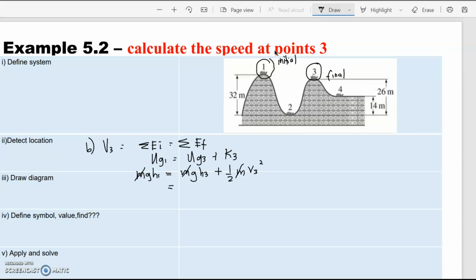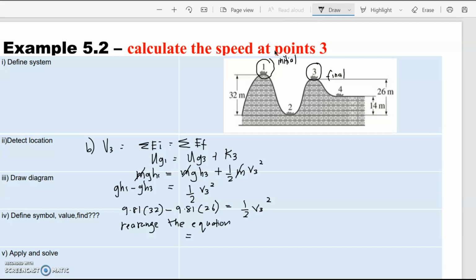Okay, so therefore we have gh1 minus gh3 is equal to half v3 squared. Substitute all the information inside the formula: 9.81 times 32 minus 9.81 times 26 is equal to half v3 squared. So when we rearrange the equation, we can get v3 is equal to 10.85 meter per second.